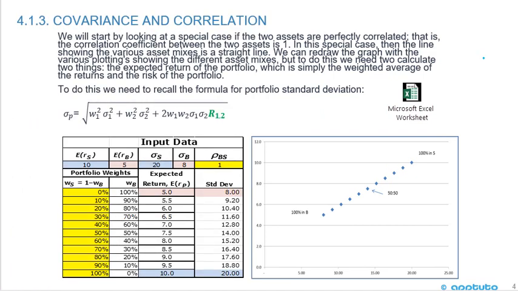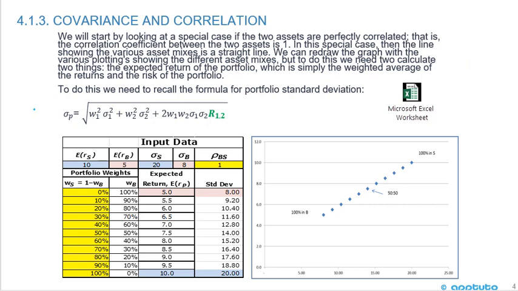We'll start by looking at a special case if the two assets are perfectly correlated. That is, the correlation coefficient between the two assets is 1. In this special case, the line showing the various asset mixes is a straight line. We can redraw the graph with the various plottings showing the different asset mixes, but to do this we need to calculate two things. One, the expected return on the portfolio, which is simply the weighted average of the returns, and two, the risk of the portfolio.